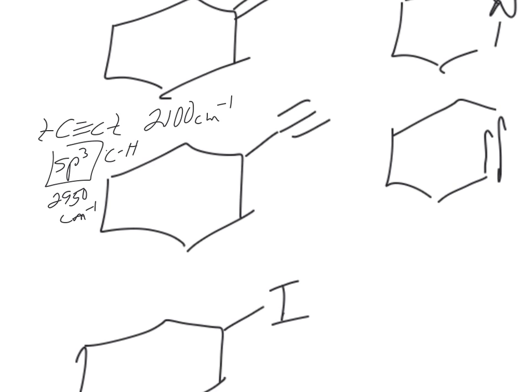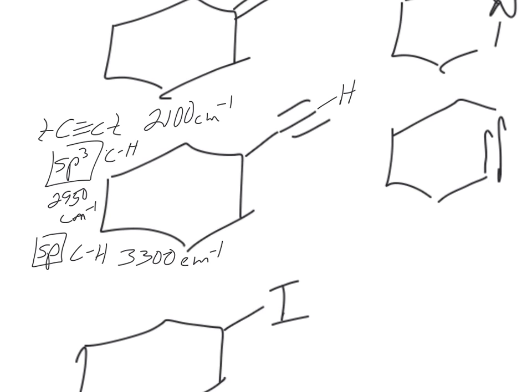Isn't it sp, just sp hybridized now? sp what? Well, sp CH, right? There's an H here. Where do sp CHs come in? Table 13.5. Where are sp CHs at? The very top of 13.5. 3,300, right? And are they broad? They're pretty sharp peaks, right? Usually they're not broad. They're sharp. They're not like an OH, right?